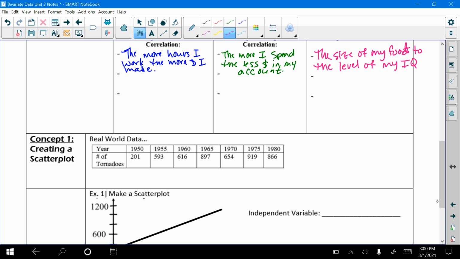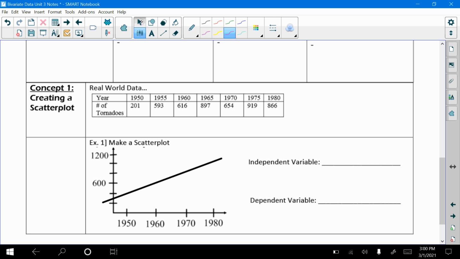Okay, so concept 1, we're actually going to get into now plotting some dots. So let me get rid of this too. Delete. All right. This one is a real world problem. It is the year and then the number of tornadoes. So this is my x-axis. This is my y-axis. We're going to call the input your x, and that's going to be the year. And the output is going to be the y, and that's going to be the number of tornadoes.